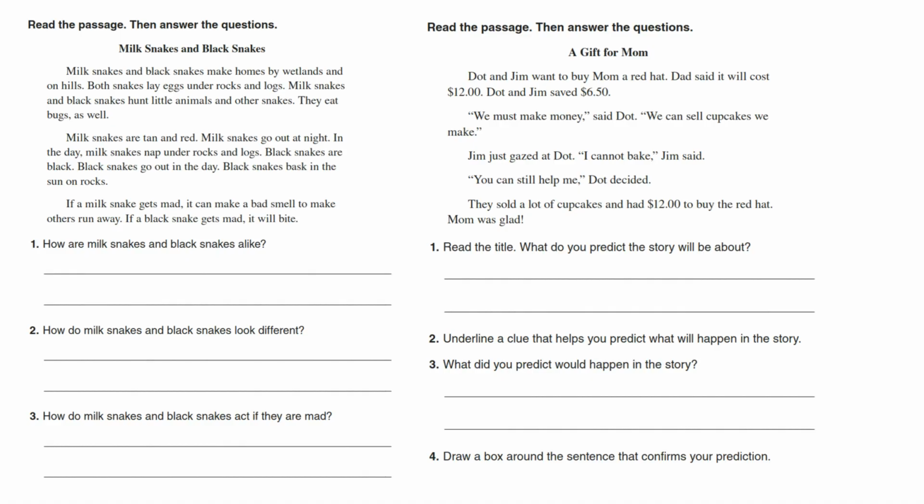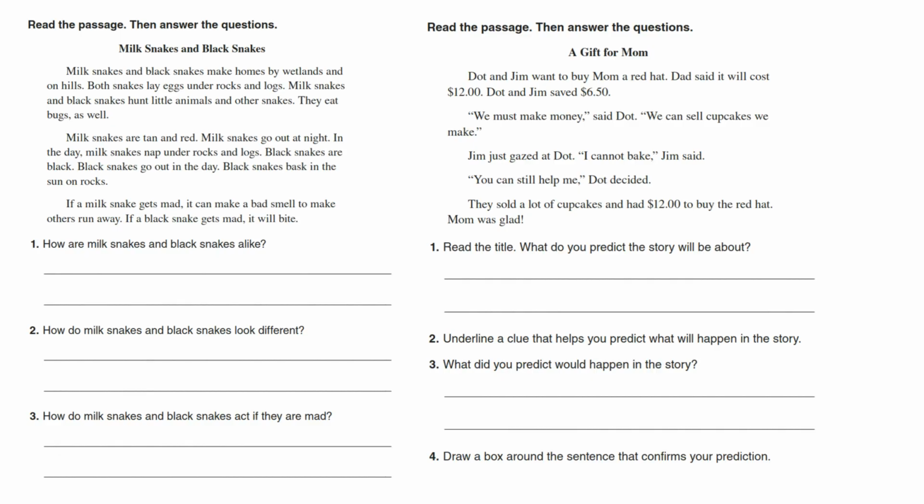Dot and Jim want to buy Mom a red hat. Dad said it will cost $12. Dot and Jim saved $6.50. "We must make money," said Dot. "We can sell cupcakes we make." Jim just gazed at Dot. "I cannot bake," Jim said. "You can still help me," Dot decided. They sold a lot of cupcakes and had $12 to buy the red hat.